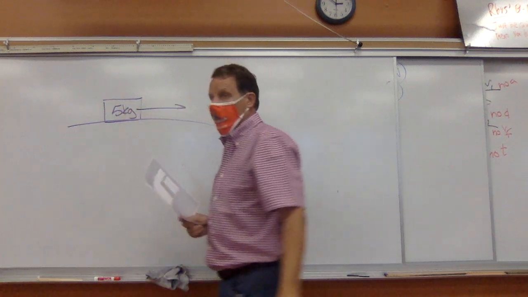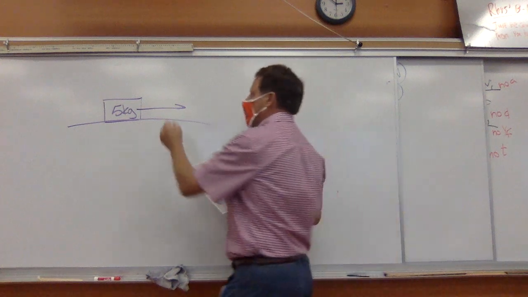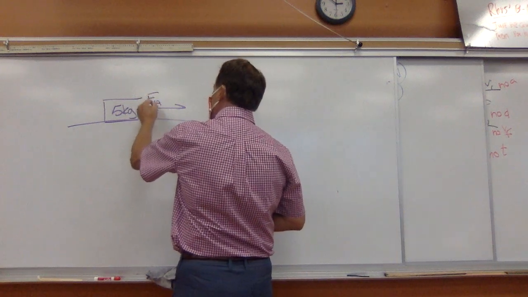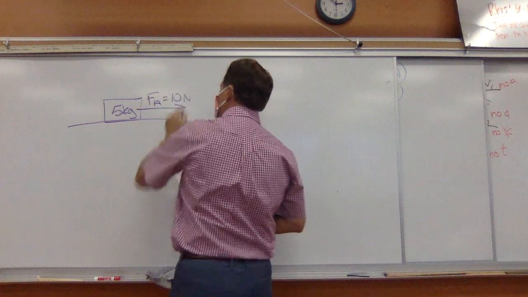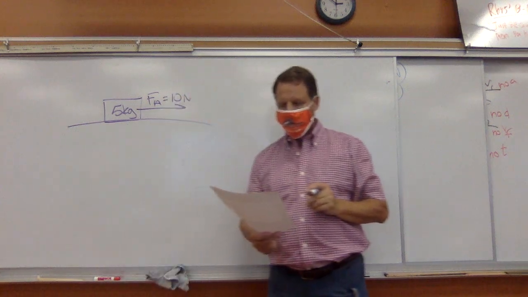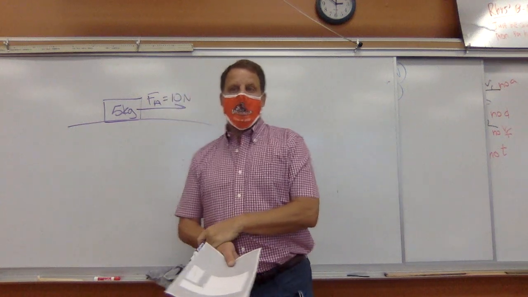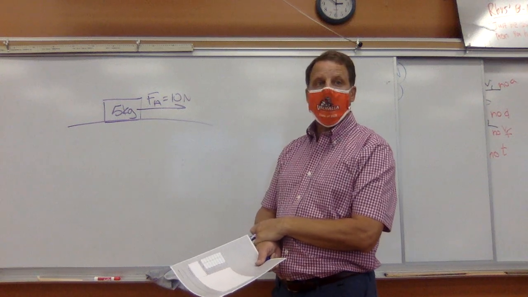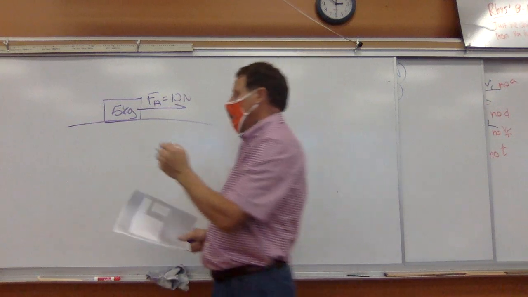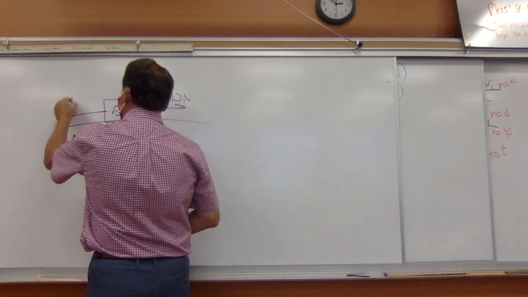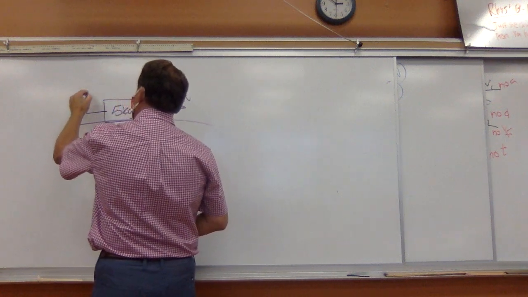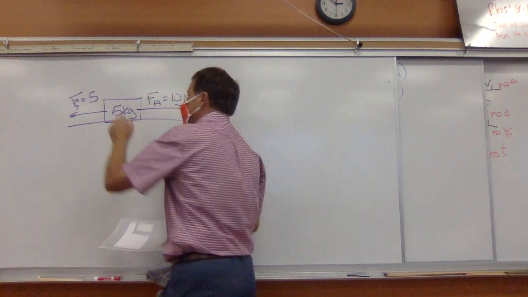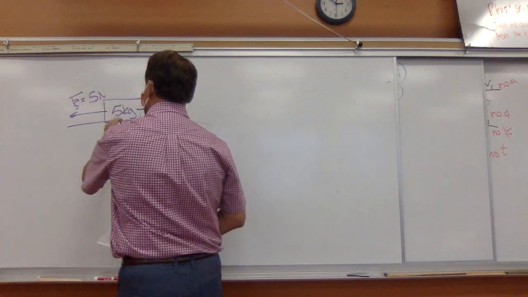This is going to be part of our free body diagram. So our applied force is going to be 10 newtons. And it says our frictional force is going to be 5 newtons, and that is going to oppose that motion, so we know it's going to the left.